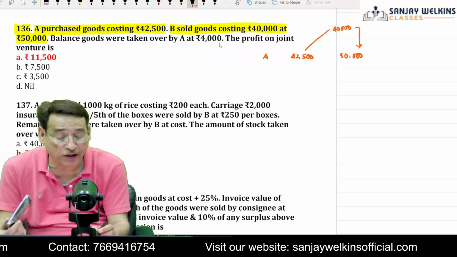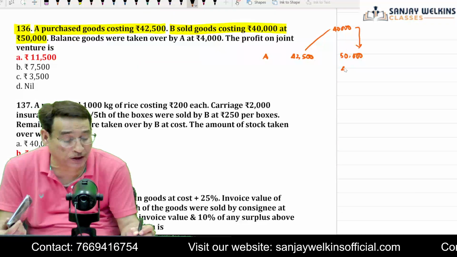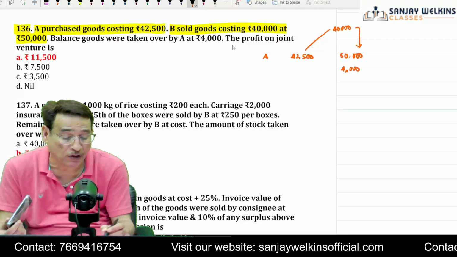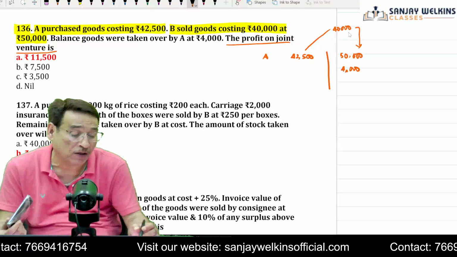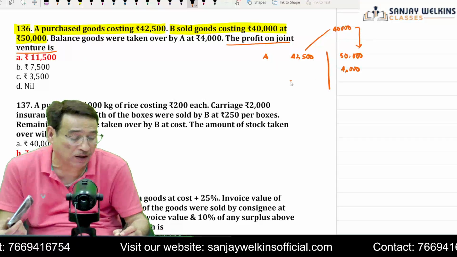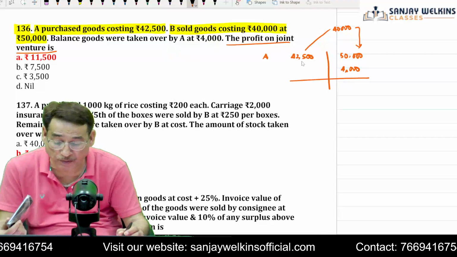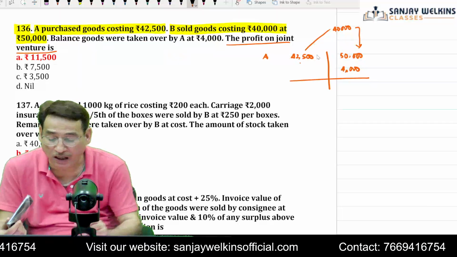Balance of the goods were taken over by A. Balance of the goods were taken over by A at rupees 4,000. The profit on joint venture is, see, under joint venture, we are not concerned with the amount of closing stock remaining. So this will be your profit 54,000 minus 42,500, 11,500.